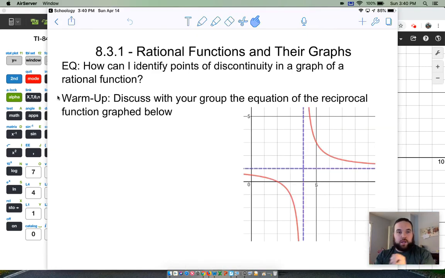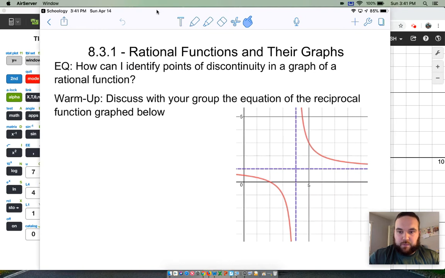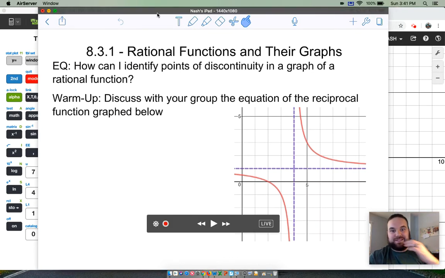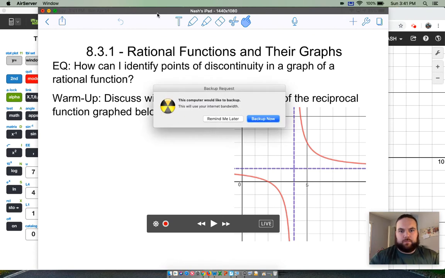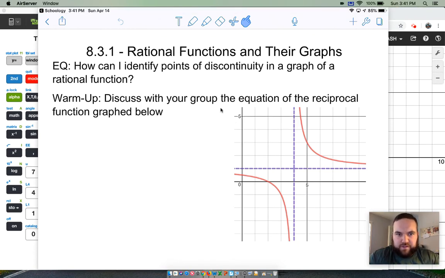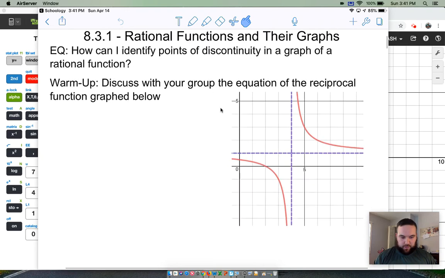Here we go. What we're going to go through in this video is section 8.3.1, which is all about rational functions and their graphs. Fair warning, there's going to be information overload in this video, so I'm going to move pretty quick just so it isn't 30, 40, 50 minutes long. That's probably a little bit of an exaggeration, but either way.